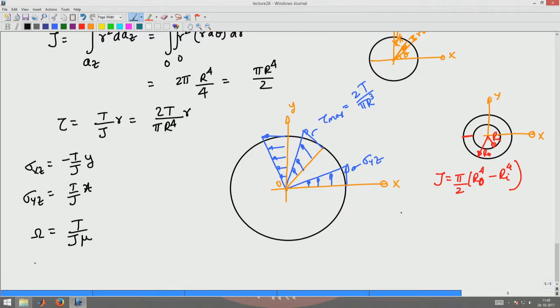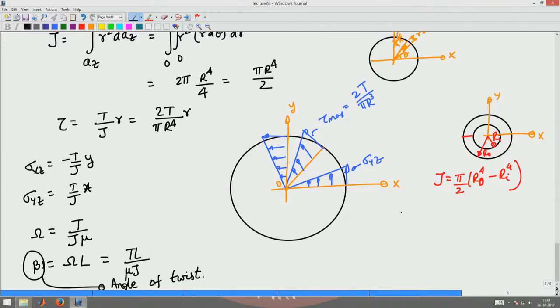Okay. And what you want is beta, that is the angle of twist. That beta is omega times z, and the position of the section is at a distance L from the fixed end, so z is L. So you want this L, so this is TL by mu J. This beta is the angle of twist.